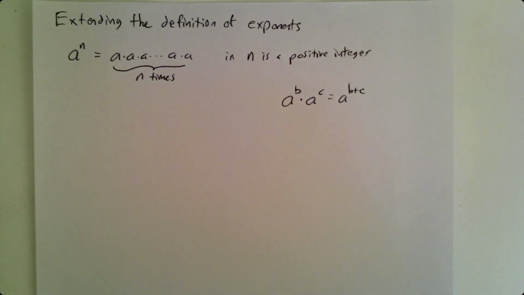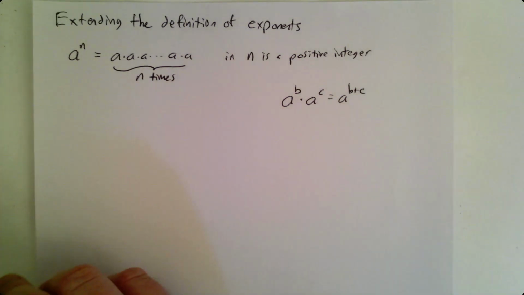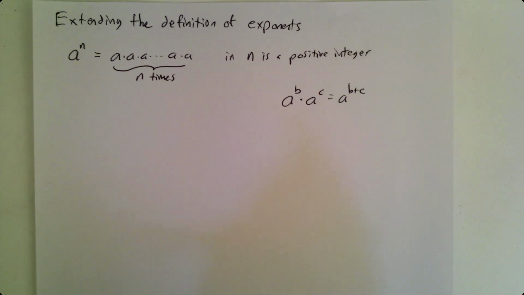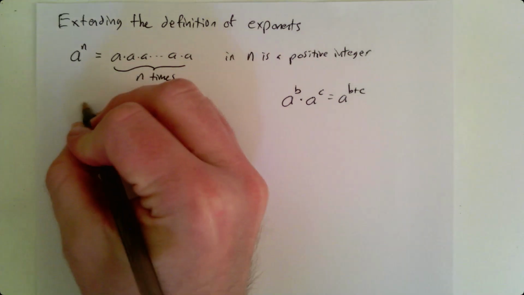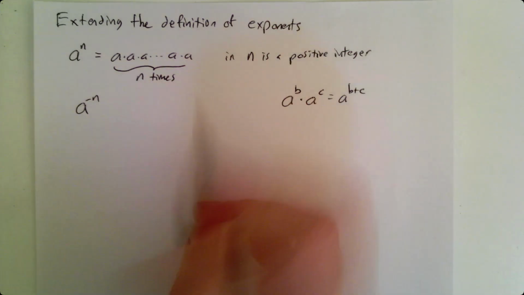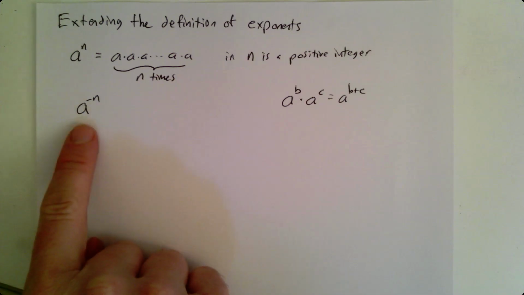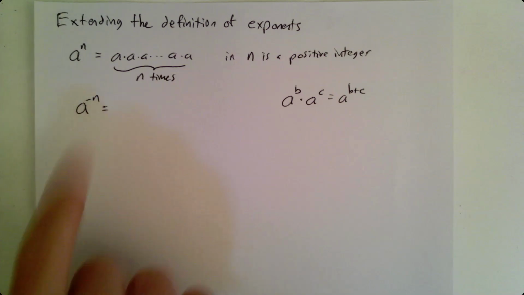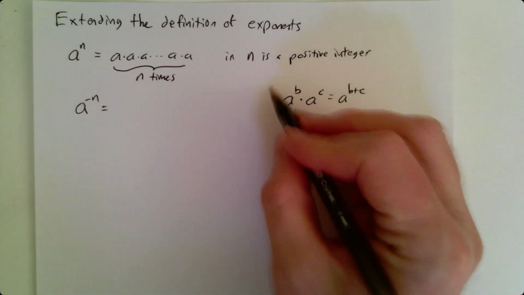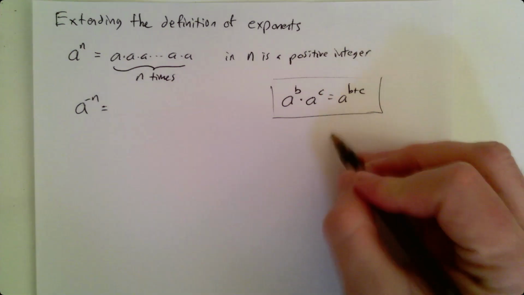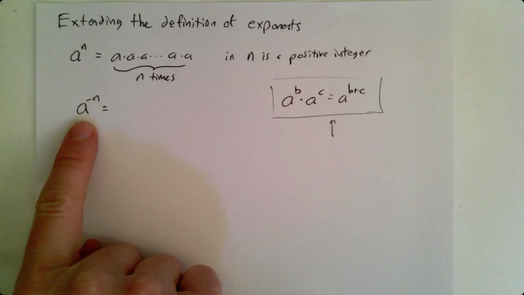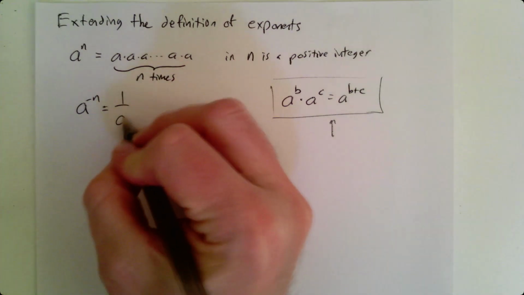Everybody, we're talking about extending the definition of exponents. If n is a positive integer, we know a to the n just means a times itself n times. And in the last video, we talked about extending the definition to give meaning to a negative integer exponent, because it's not clear what it would mean to multiply a by itself a negative number of times. But what we decided is if we want that rule to remain true, then we have to define this as 1 over a to the n.